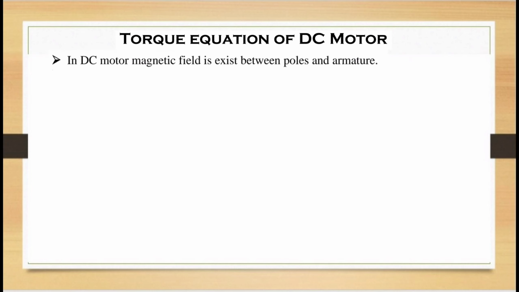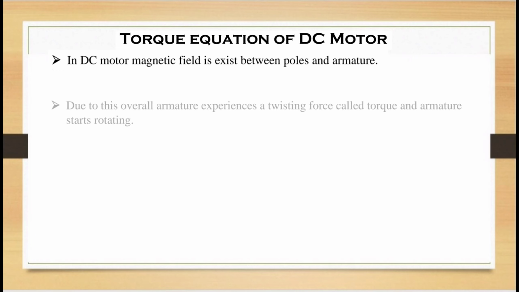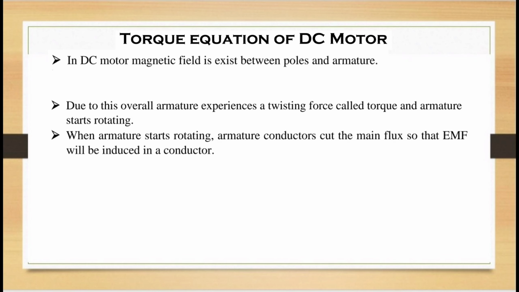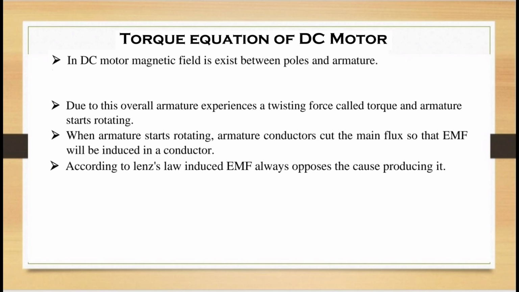That means, in DC motor, magnetic field exists between poles and armature. When armature conductors are placed in this magnetic field, they experience a mechanical force. Due to this, the overall armature experiences a twisting force called torque and the armature starts rotating. When the armature starts rotating, armature conductors cut the main flux so that EMF will be induced in a conductor, but according to Lenz's law, induced EMF always opposes the cause producing it.